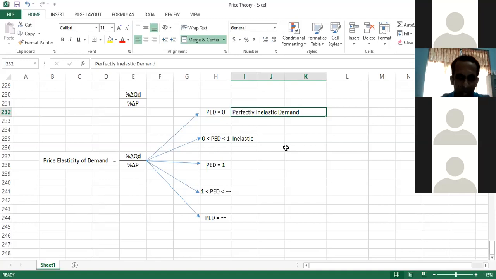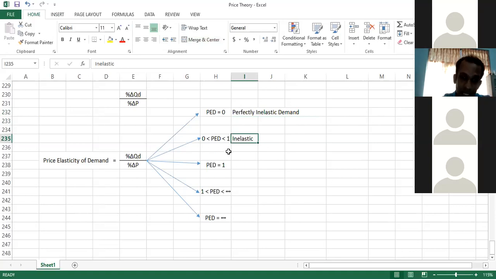So very limited examples we can find for this category, but a lot of examples can be identified for this category. What is the meaning of this? When the price changes, the quantity demanded changes, but the change in the quantity demanded is very much less significant than the change in price. So that is a very practical, very common category. The example you mentioned is correct.